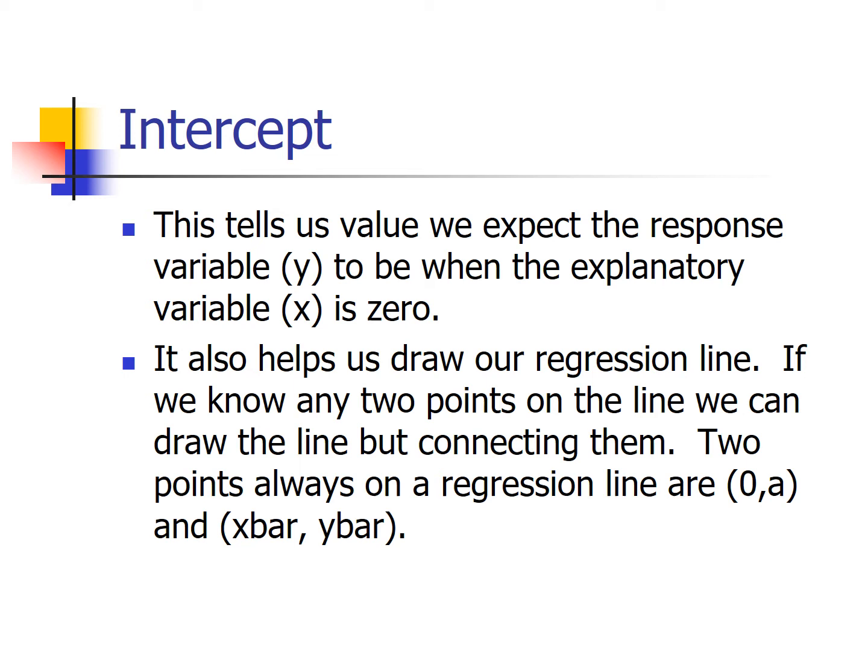It's still mathematically useful. One of its uses is it helps us draw a regression line. Remember, from math class, if we know any 2 points on a line, we can always get the whole line just by connecting those points. And 2 points that we know are always on a regression line are that y-intercept, 0, beta naught hat. Here I called it A, something a little bit easier. And the point x bar, y bar, the sample mean of x and the sample mean of y. Both those points are always on your scatter plot. So you could always plot those, and then you can get the line just by connecting those.